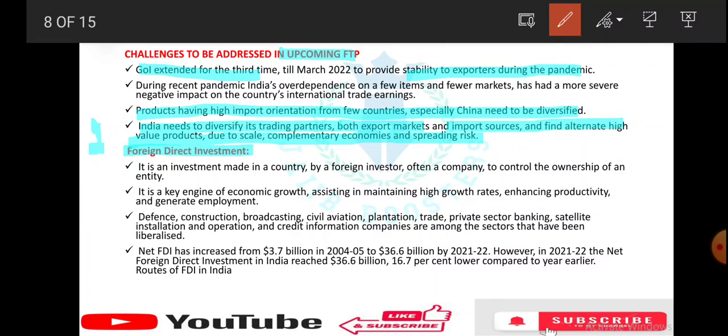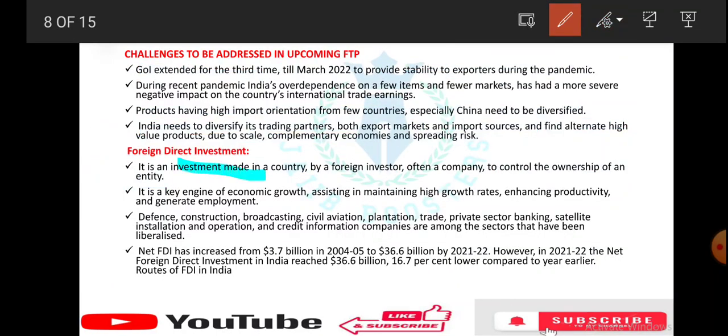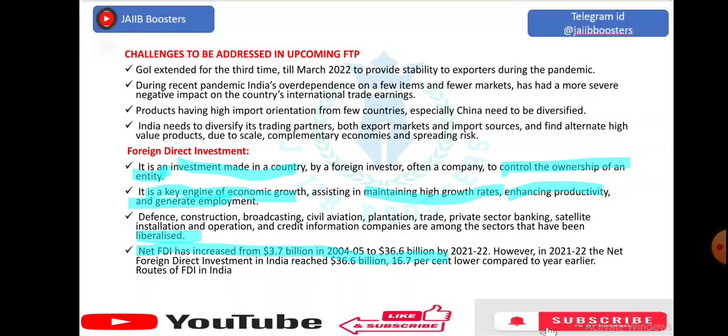FDI, foreign direct investment. It is an investment made in a country by a foreign investor to control the ownership of an entity. Here, investment is made in a country to control the ownership of an entity. It is a key engine of economic growth, maintaining high growth rates, enhancing productivity, and generating employment. Defense and construction are the sectors that have been leveraged. Net FDI has increased from 3.7 billion to 36.6 billion. This value is nothing much important.